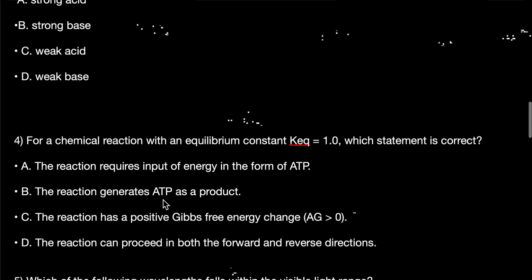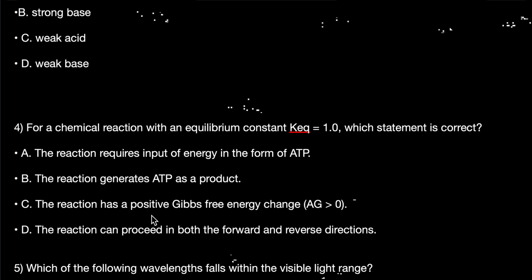So for A, the reaction requires an input of energy in the form of ATP. That's not correct. When the equilibrium constant is 1, it means it's at equilibrium. No ATP needed. B. The reaction generates ATP as a product. No, the reaction is at equilibrium. It does not need any ATP, and it does not produce any ATP. If it would produce ATP, then it would be spontaneous. If it would require ATP, then it would be non-spontaneous.